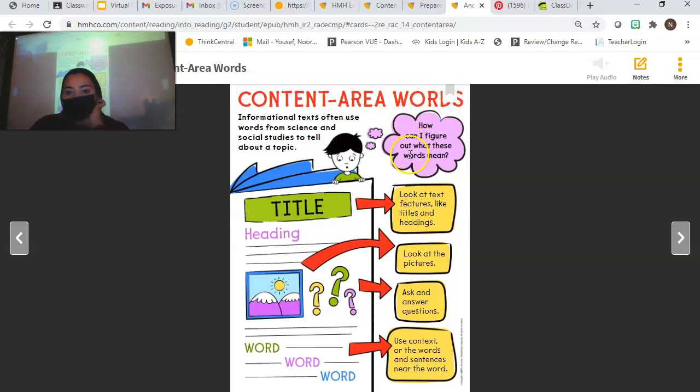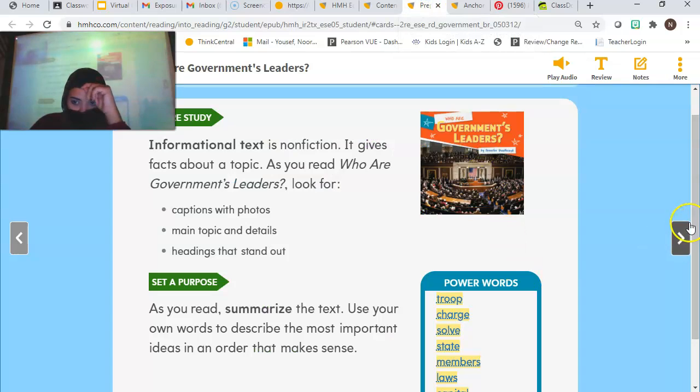How can I figure out what these words mean? Look at the text features like titles and headings. Look at the pictures. Ask and answer questions. Use context, or the words and sentences near the word, to help you understand, right? All right, content area words. Let's keep going.